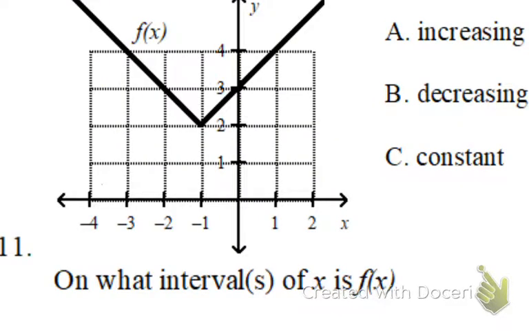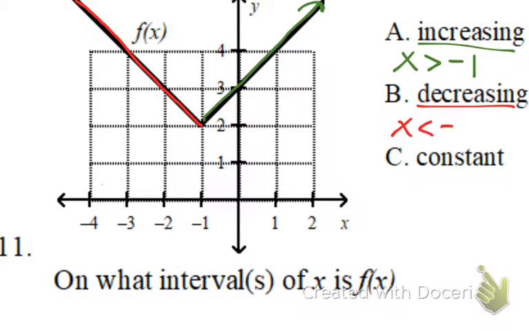Increasing means uphill from left to right. So as you're going from left to right, this is the part of the graph that's uphill. So that's everything to the right of negative 1. Decreasing, that's the part that's going downhill from left to right. So that's x is less than negative 1. Again, we're looking at the x values.